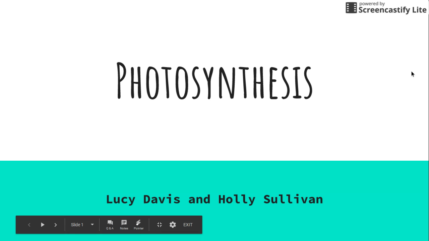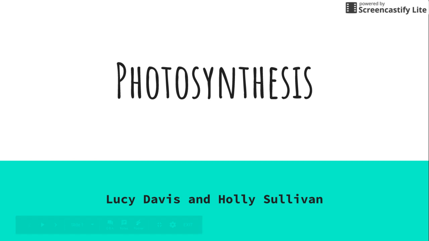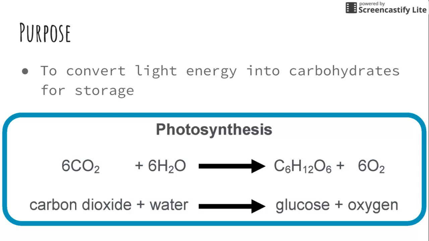So, photosynthesis. What is it and what does it do? Why do we need it? Yes. So, the purpose of photosynthesis is to convert light energy into carbohydrates for storage and future use. As you can see here, the reactants are carbon dioxide and water, and the products are glucose and oxygen. The oxygen is a byproduct, and the glucose is what the goal is.